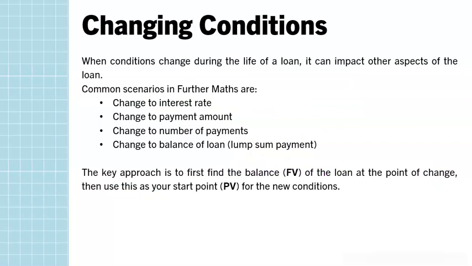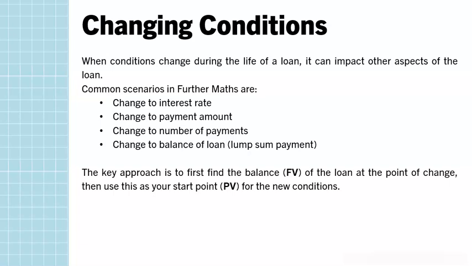So now we're going to look at a couple of examples which are the changing conditions scenario. As said previously, sometimes at some point throughout a loan, something might change. So the interest rate might change, the payment amount might change, the number of payments left to finalise the loan might change. Or it could be that we have a lump sum payment, so a change to the balance of the loan at some point.